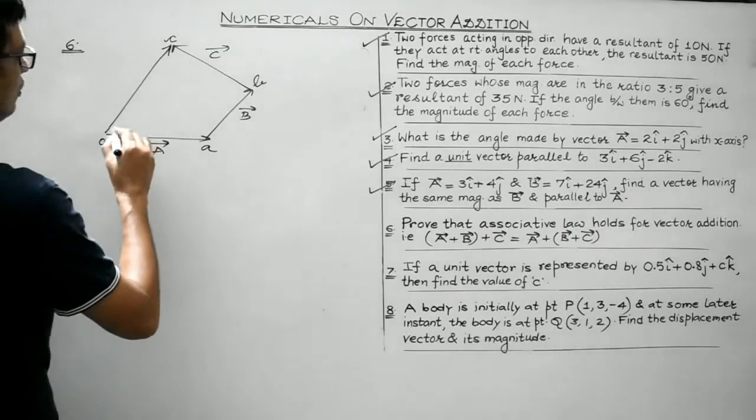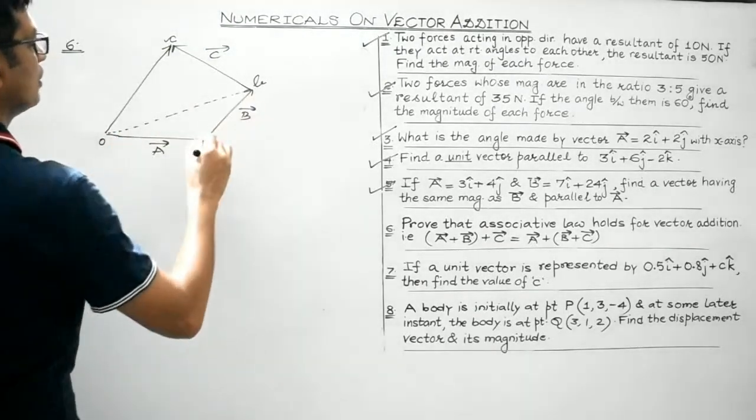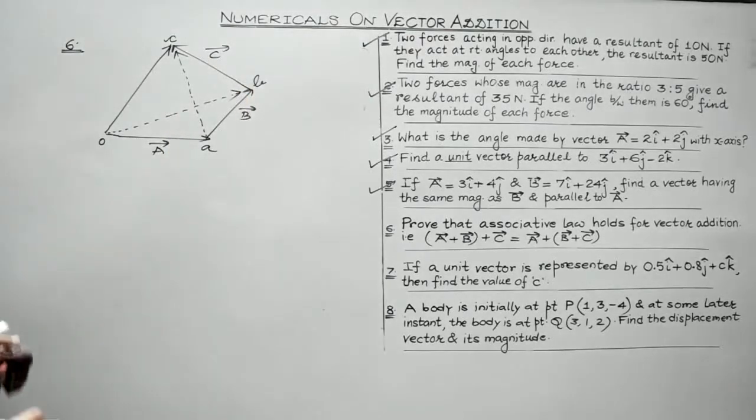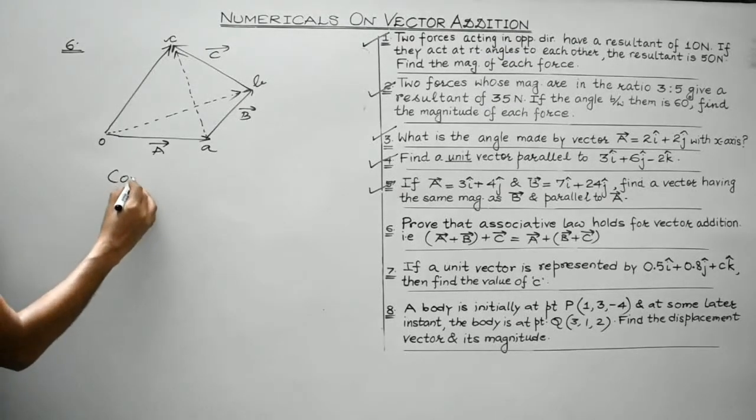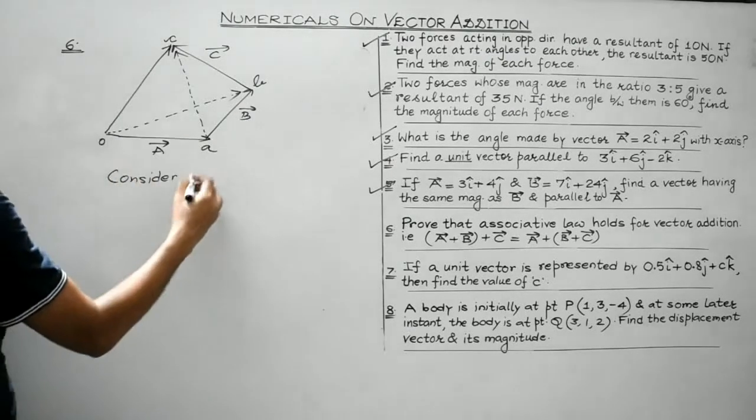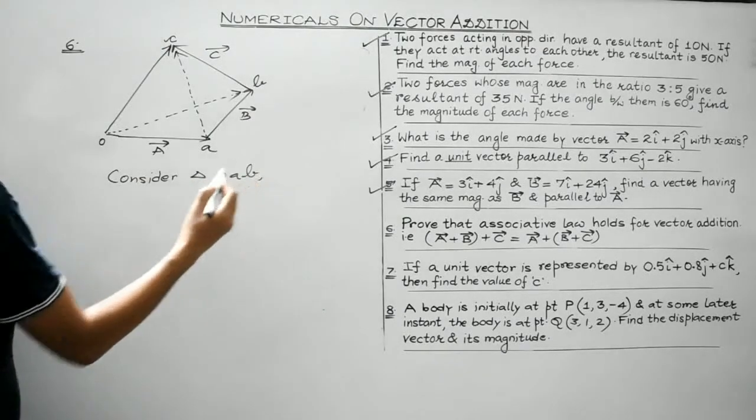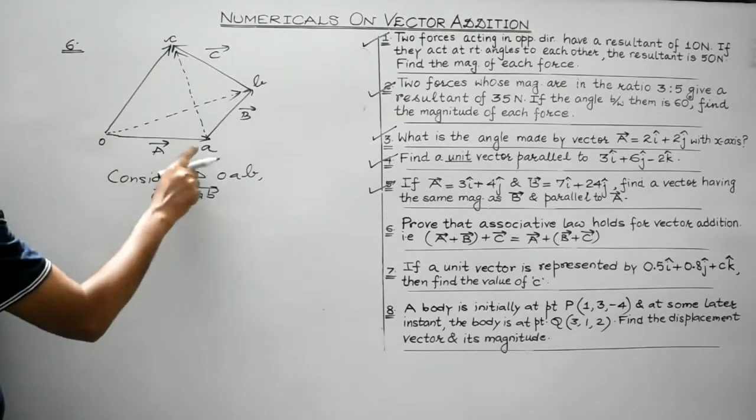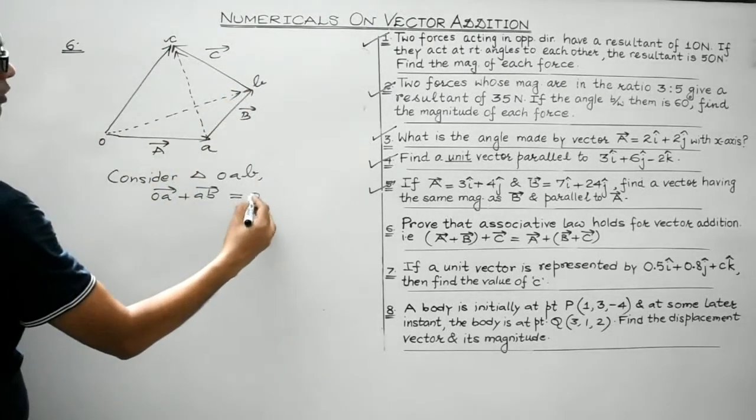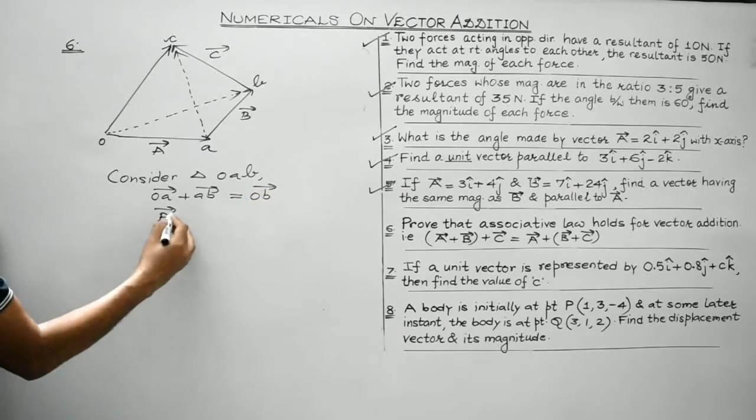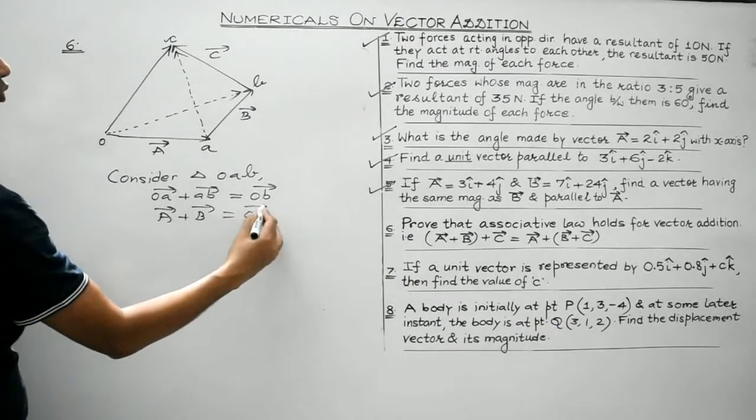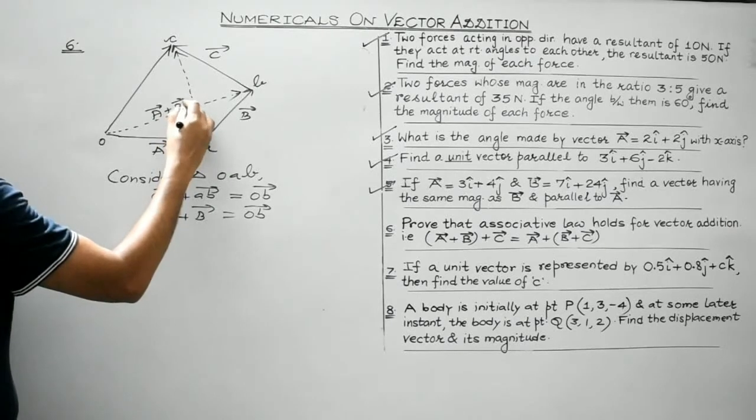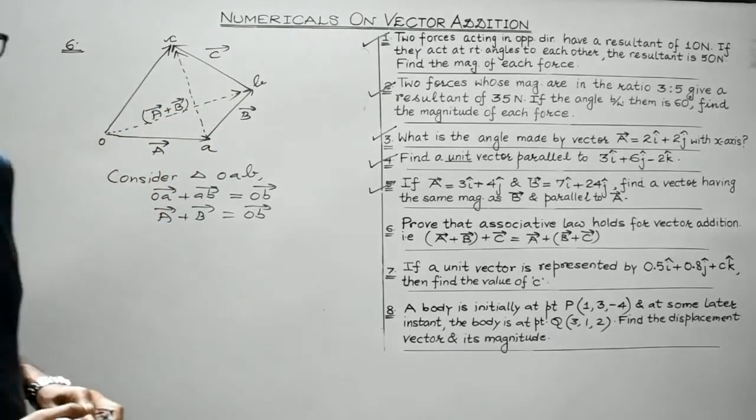Now what to do is join these two, this one and this one. Now consider triangle OAB. Let's apply the triangle law of vector addition. OA vector plus AB vector. These are the two sides of a triangle taken in the same order. It will be equal to OB vector. That is, A vector plus B vector is equal to OB vector. So OB vector is A vector plus B vector. Clear, students?